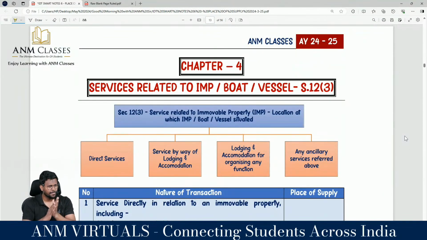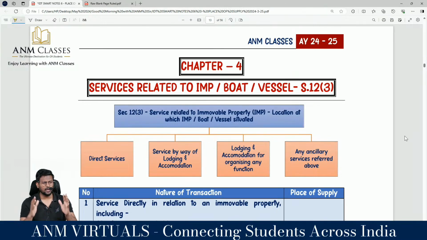What is 12.1? Applicability. If both the service provider and service recipient are situated in India, then the provisions of section 12.1 will be applicable. What is 12.2? General provision. In order to apply 12.2, the service should not be covered under 12.3 to 12.14. Right?